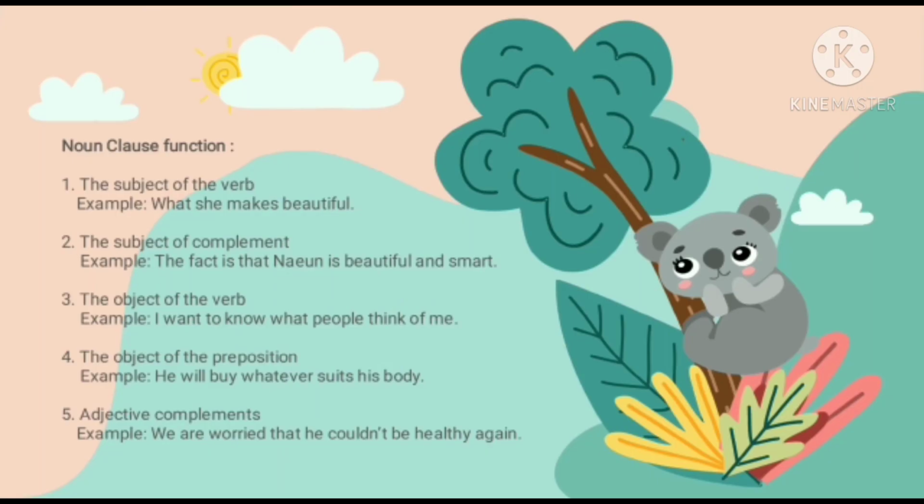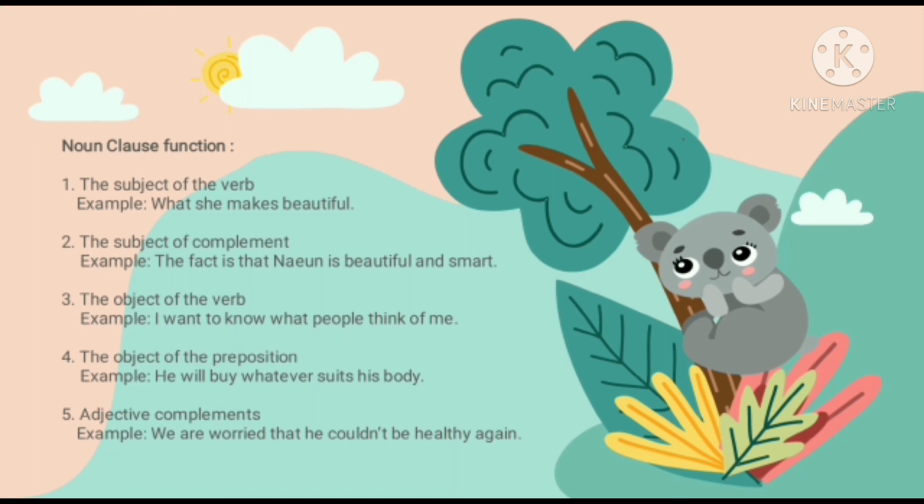Next is noun clause function. The first, the subject of the verb. Example, what she makes is beautiful. The second, the subject of complement. Example, the fact is that Naan is beautiful and smart. The third, the object of the verb.